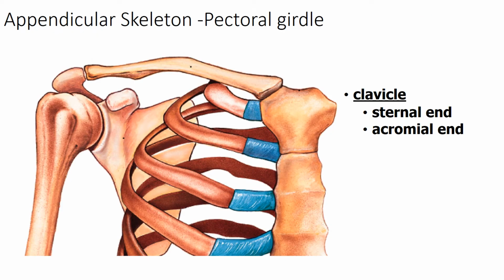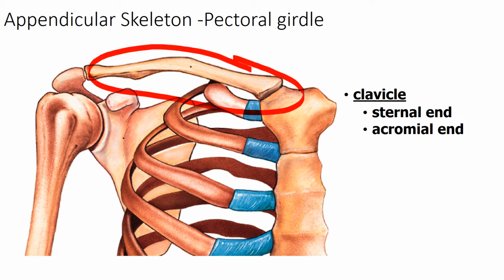The pectoral girdle is going to articulate with the trunk and it will support the upper limbs. And so it is composed of the clavicle, or your collarbone, as well as the scapula, your shoulder blade. And we have two clavicles, a right and a left, and we also have two scapula, a right and a left. And so these will serve as attachment sites for many muscles that help to move the upper limbs.